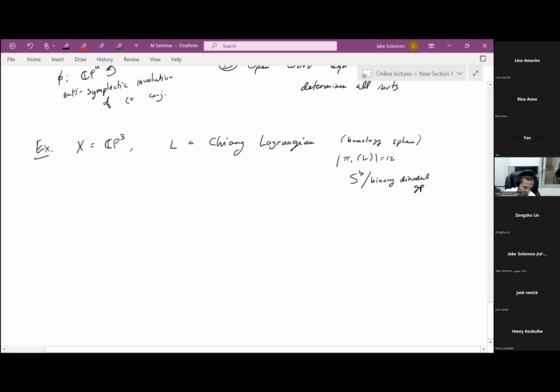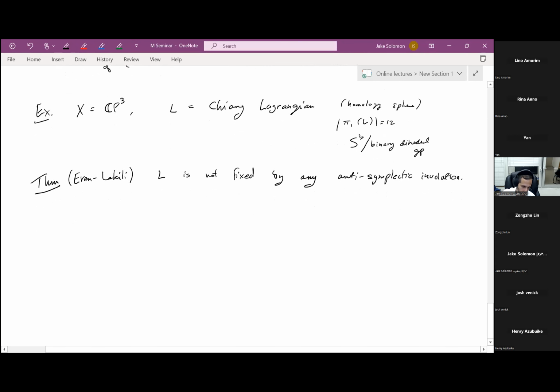And how do you construct this? Maybe I should say the principal attraction for us of this example was that, I guess it's due to Evans and Lekili, L is not fixed by any anti-symplectic involution. Okay, so there's kind of no hope to think of this in terms of the real points of an algebraic variety or something.